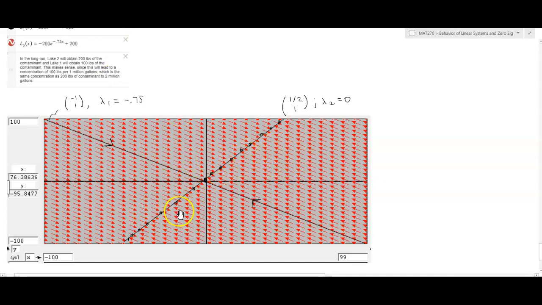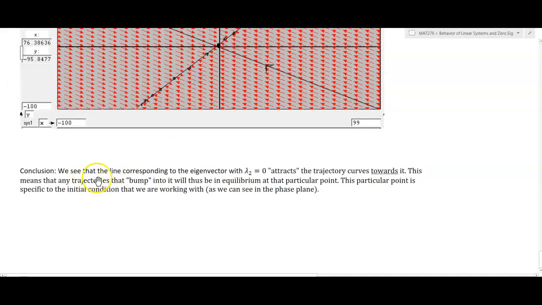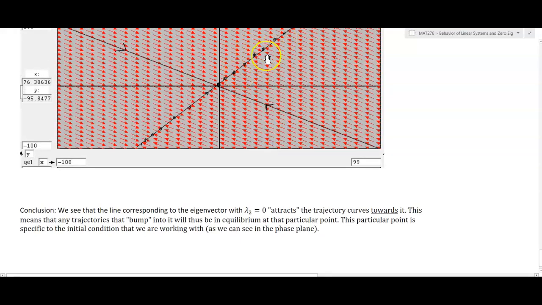So to wrap this up, conclusion: we see that the line corresponding to the eigenvector with lambda 2 equals 0 attracts the trajectory curves towards it. This means that any trajectories that bump into it will thus be in equilibrium at that particular point. This particular point is specific to the initial condition that we are working with, as we can see in the phase plane. So which equilibrium point our solution goes to just depends on where our initial condition is in the phase plane.